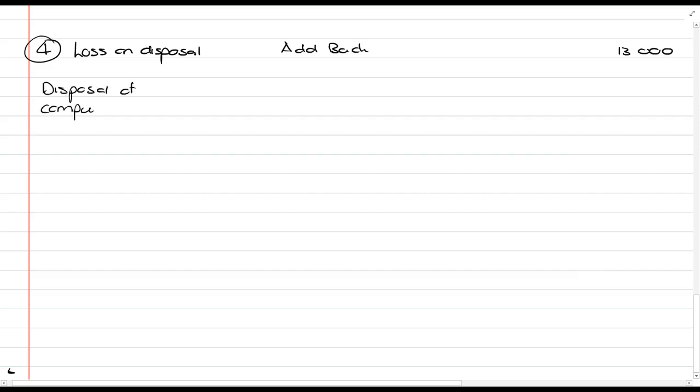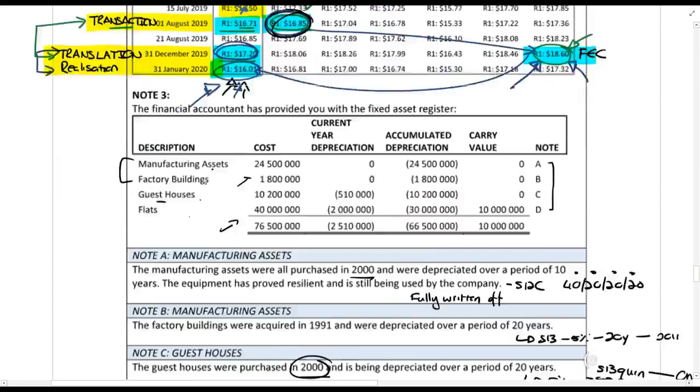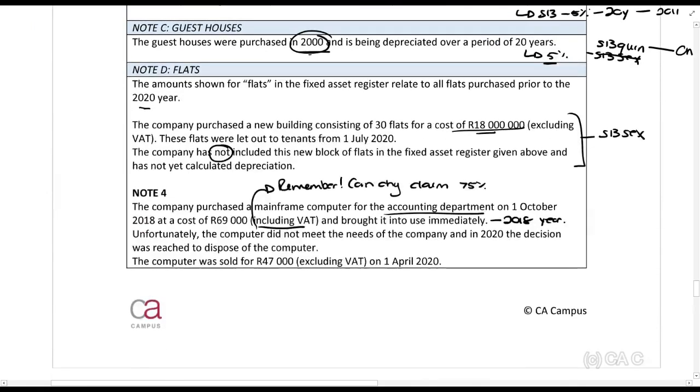So what that means for us is, the first thing we're going to do is take the loss on disposal. We're going to add it back. It's an accounting entry, and we can't use that. So we add it back. Now we do the disposal of the computer. So the first thing we start with is the cost. Now they tell us that in this question, the computer had a cost of 69,000 rands.